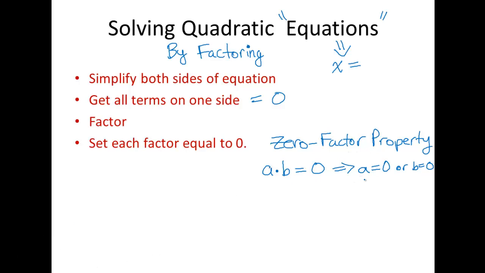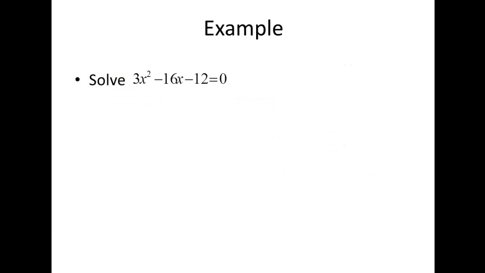Once we set them equal to 0, we'll solve those equations. Let's look at this example right here: 3x squared minus 16x minus 12 equals 0. The first step was to simplify. That means distributive property, combine like terms, clear fractions. I don't have any of that, so I'm going to go to step 2, which is to get all of my terms on one side, zeros on the other side. Step 2 was actually taken care of for us in this example. Now I'm going to go to step 3.